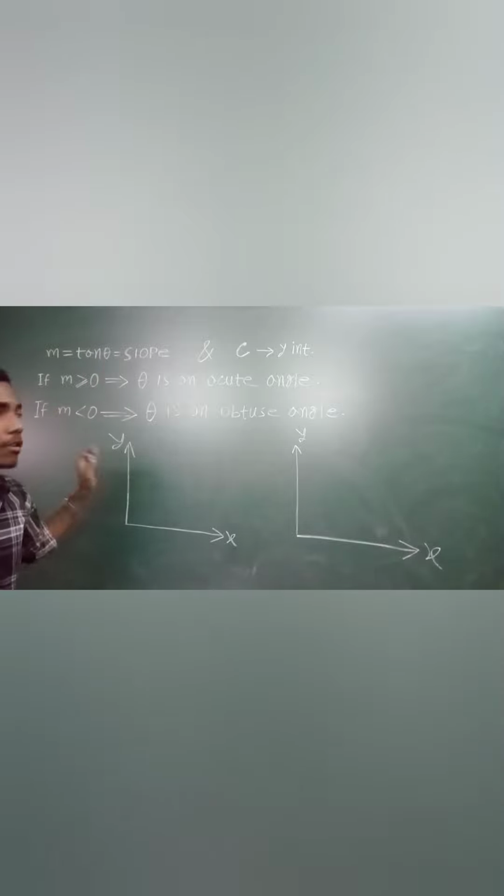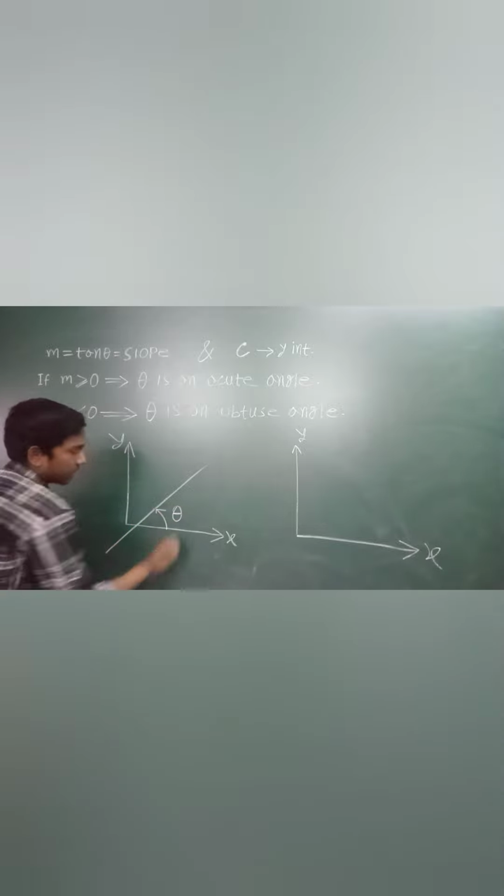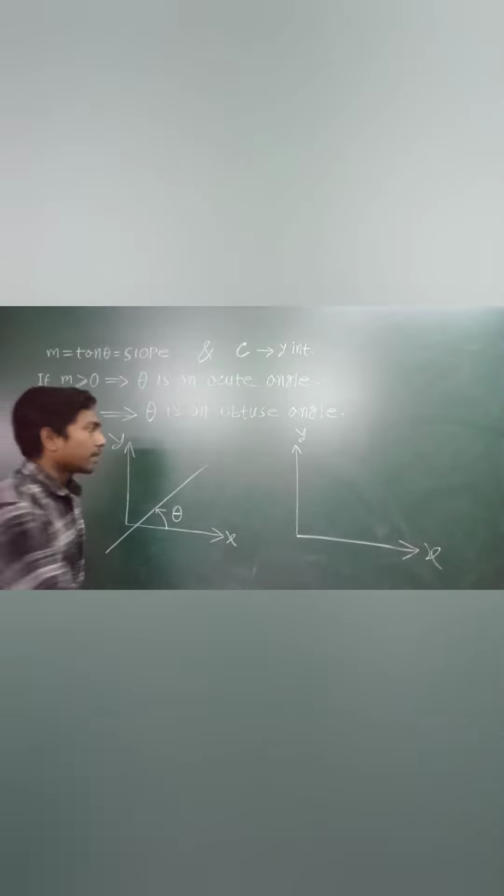So m is equal to tan theta, which is the slope of the straight line. Now, we all know that the tangent of an acute angle is always a non-negative number. Non-negative means it's either 0 or a positive number. So, if m is greater than or equal to 0, theta is an acute angle. Thus, if we draw the straight line, it will make an acute angle with the x-axis. This inclination theta will be an acute angle. But if m is less than 0, that is, if the slope is negative, then theta is an obtuse angle. So, the straight line will go like this, making an obtuse angle with the x-axis.